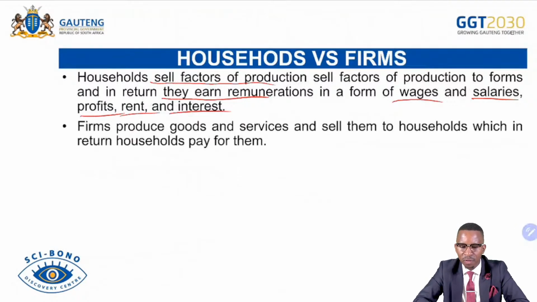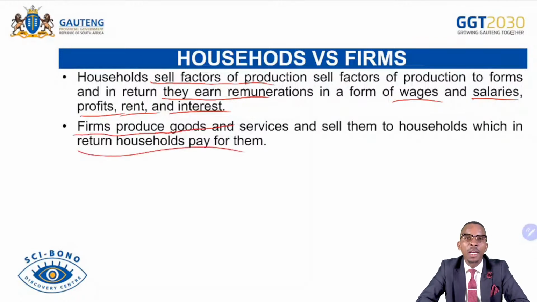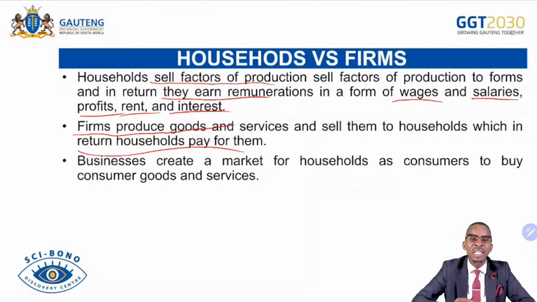Firms produce goods and services and sell them to the household, which in return pay for them. After firms have produced goods and services, households will be buying those goods and paying firms for them. And then businesses create a market for households as consumers to buy goods and services. So the market will be created by firms for whom? For consumers. Then consumers will be buying those goods. Remember, the market is where goods and services are supplied. Then consumers demand those goods and services from the market, which are coming from firms as they have created the market.